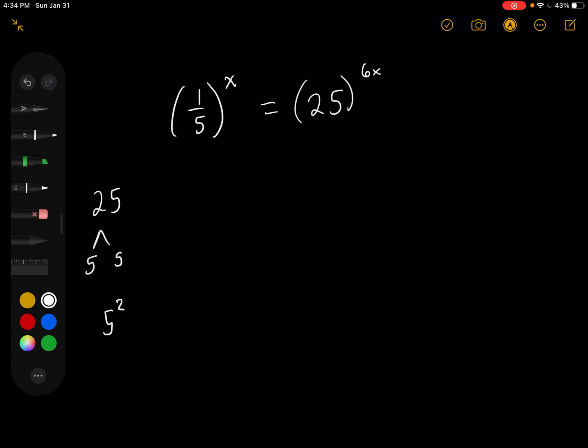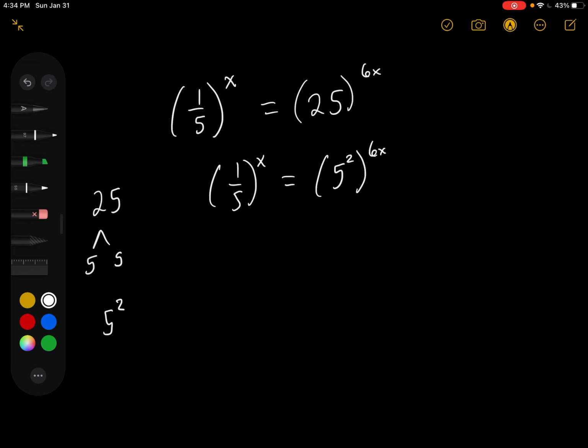And that, to be honest, doesn't really solve our problem here, because now we have 1 over 5 to the x, which equals 5 squared to the 6x. And those things still aren't the same. So what is something that we can do? How can we basically go through and fix this?